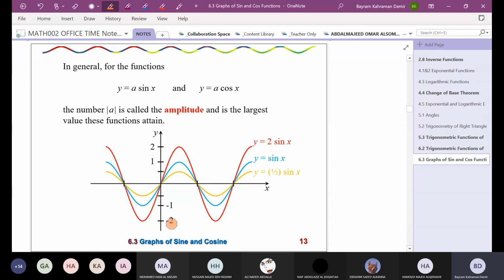The minimum is -2 and the maximum is 2 in this. We are looking at the red graph. So what is the distance? 4, right? Distance is 4. So half of the 4 is 2, of course.